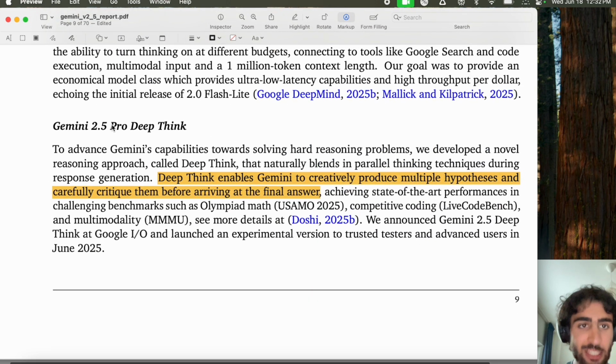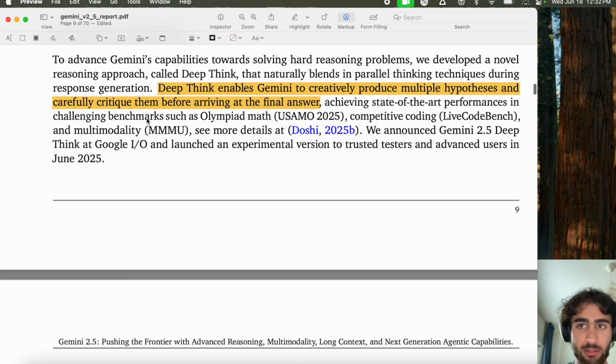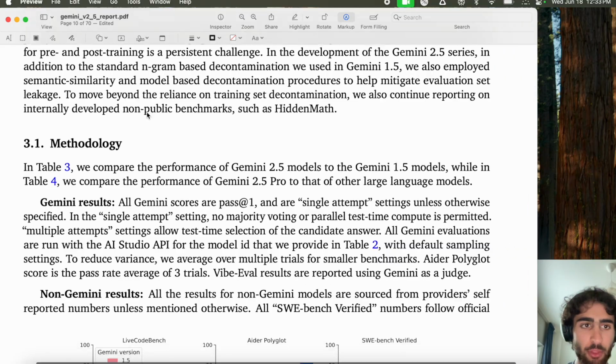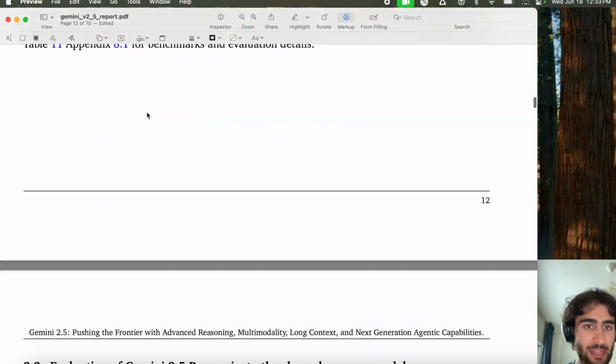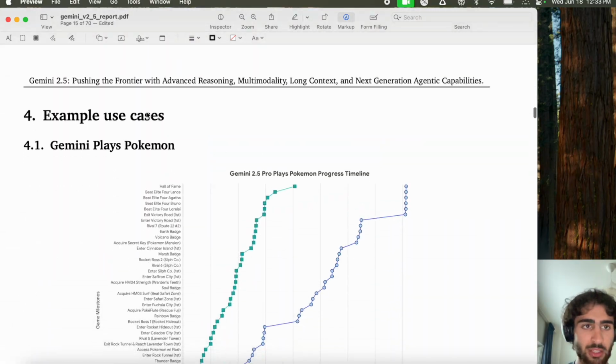When it comes to Deep Think, this was just released recently, and it allows Gemini to creatively produce multiple hypotheses and carefully critique them before arriving at the final answer. So only trusted testers and advanced users have been able to access this, so I really can't say much about what this does, but let's move on to the next section. I will skip through all of the evaluation metrics because that is not interesting to me, and I'm probably sure it's not interesting to you either.